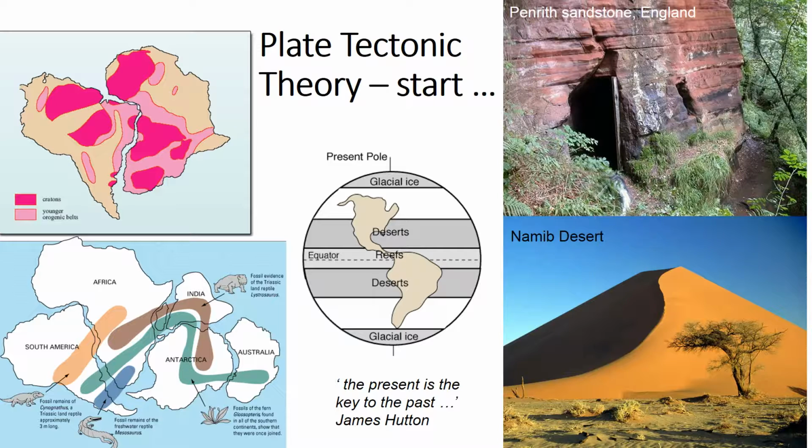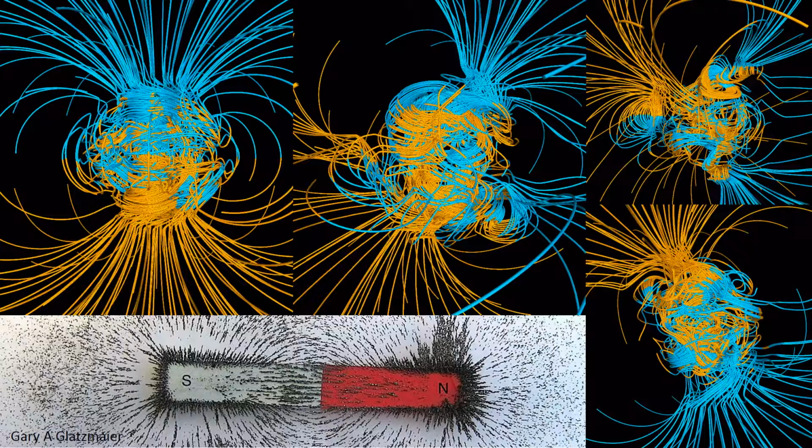And if you go to the Lake District, you'll find the Penrith sandstone, which is basically a deposit that was formed in a desert. But if you ever go to the Lake District, it is definitely not a desert now. Okay, so you can see that there's this geological evidence that the continents were not in the same position that they are now in the past. We can go a little bit further than that.